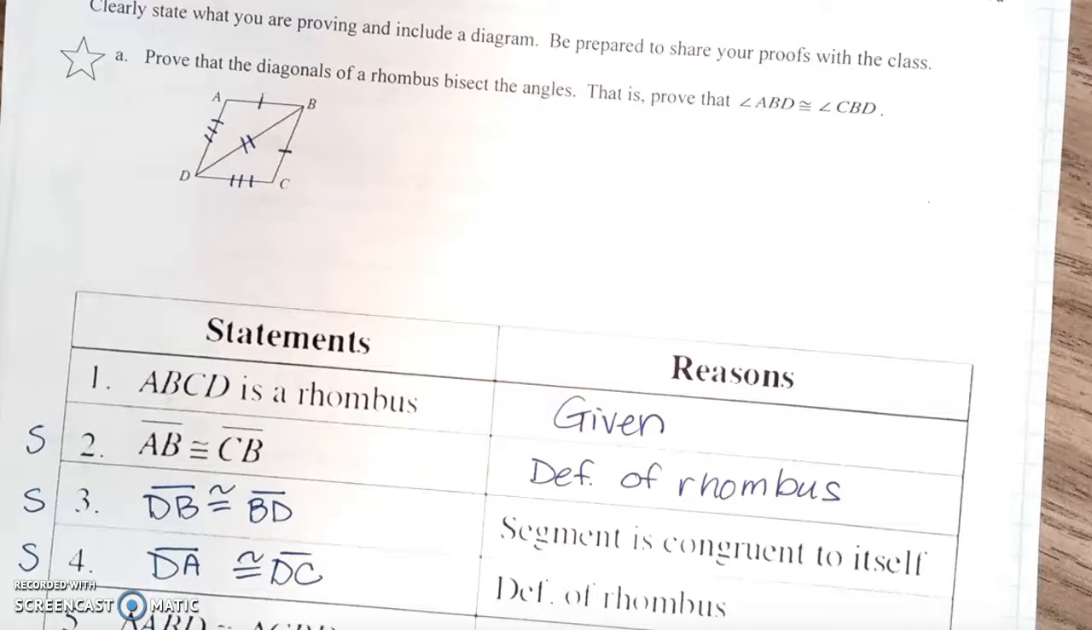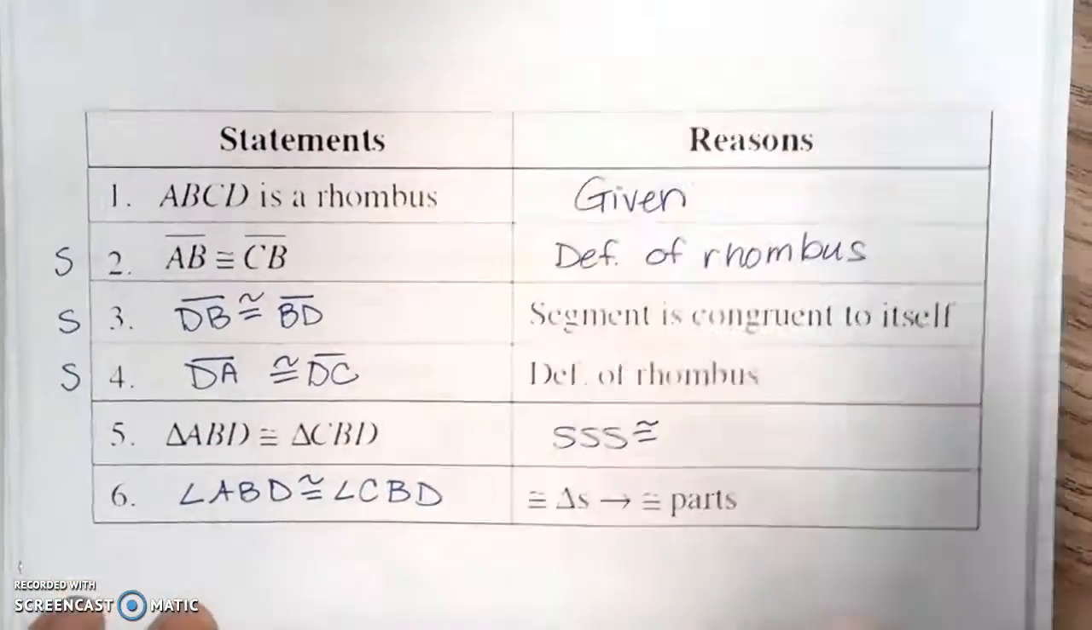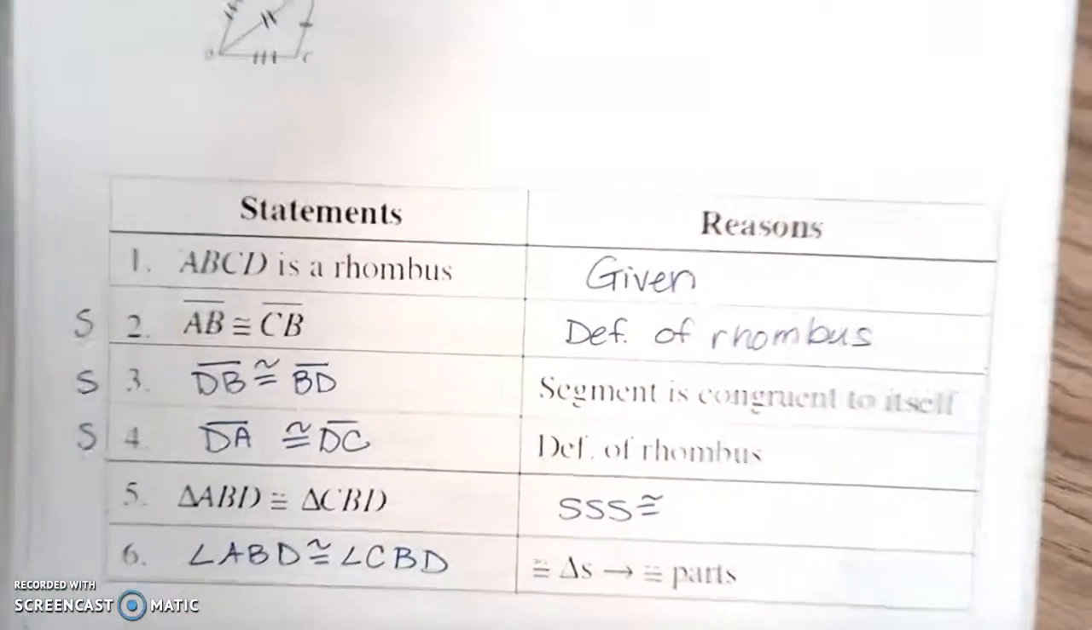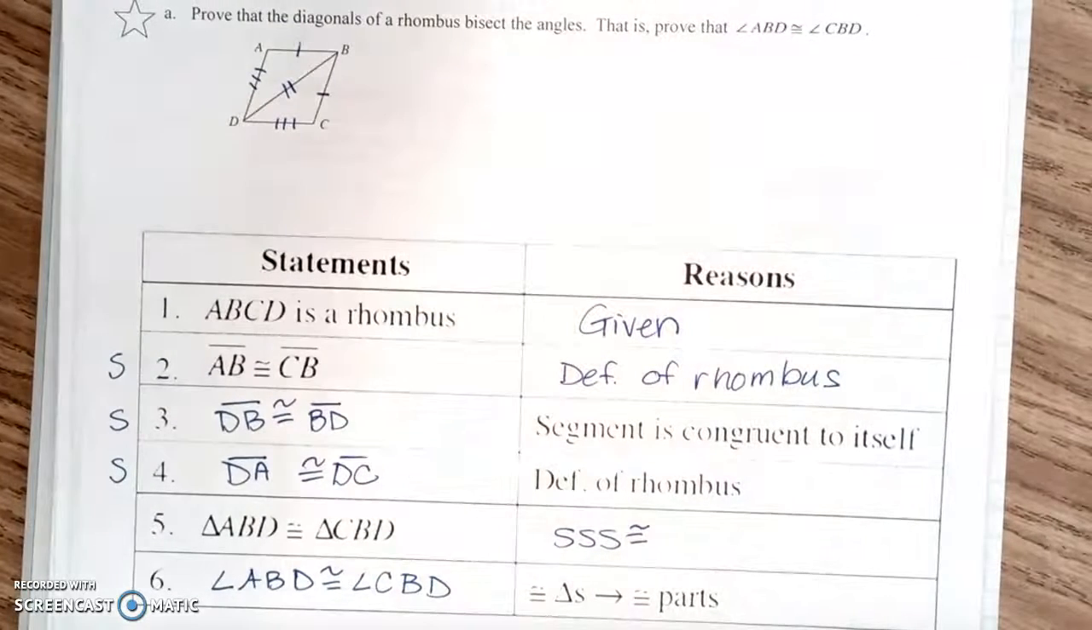What you're going to notice is that some of the information is filled in for you, and some of the information is missing. The one thing they do tell us is that ABCD is a rhombus. So that information is given to you. Usually your first statement is given, sometimes even your second statement is given if they give you 2 pieces of information, but not always.